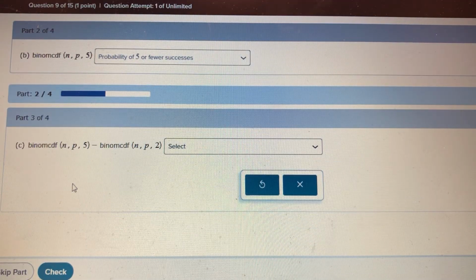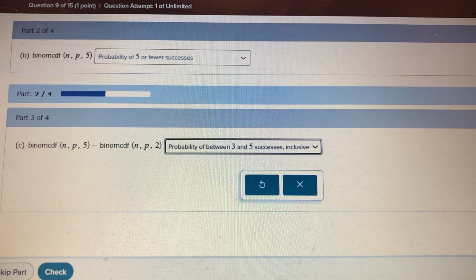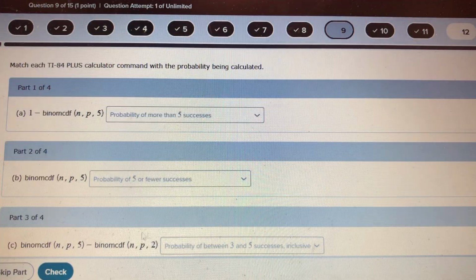Say you want to do between something. If I do a binom CDF with a 5 at the end, that's 5 or less. And if I do a binom CDF with a 2 at the end, that's 2 or less. So what this does is 3 through 5. If you ever needed between 3 and 5, that's a way to do it. We usually don't get cases like that, but that's how you can do a between.